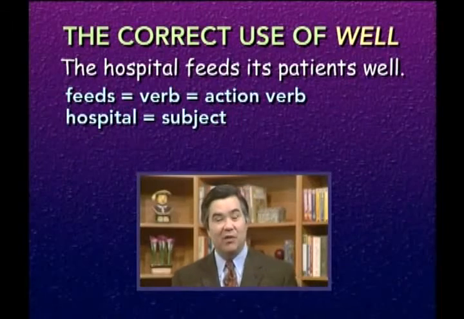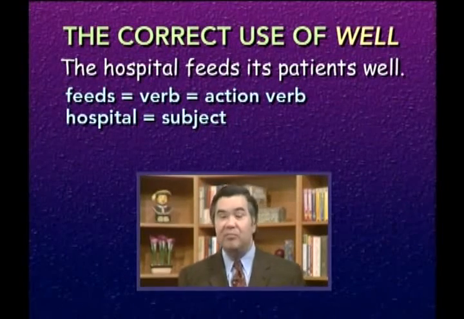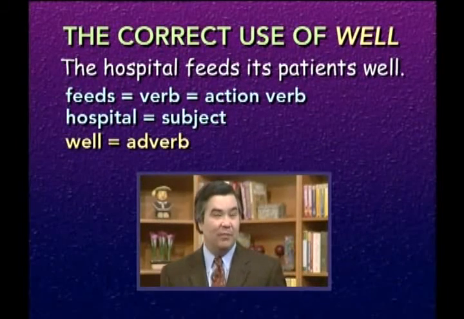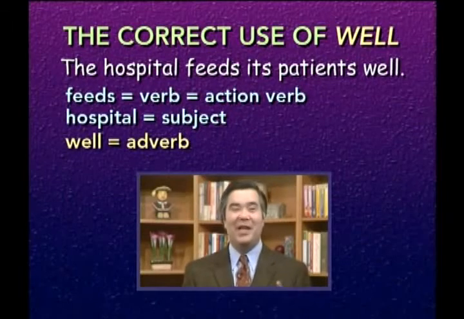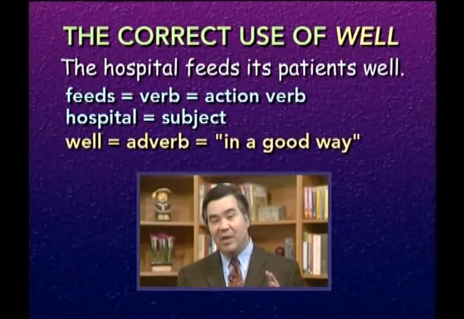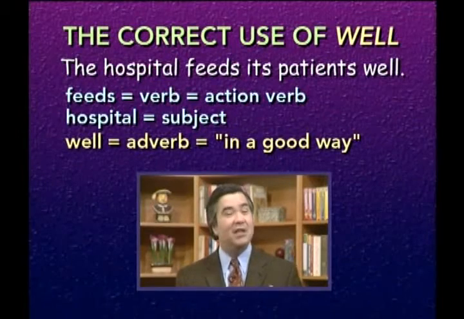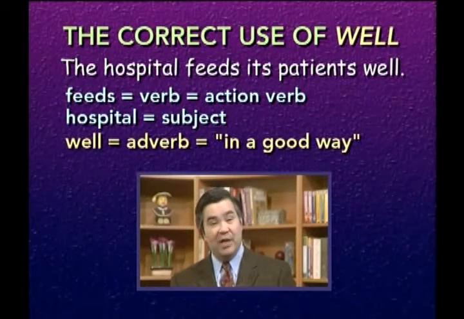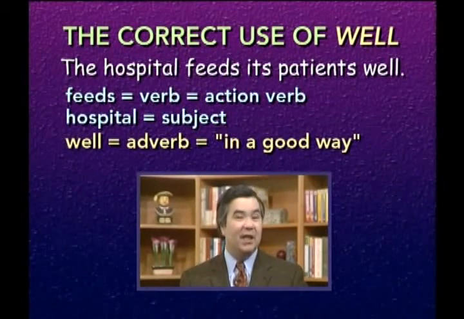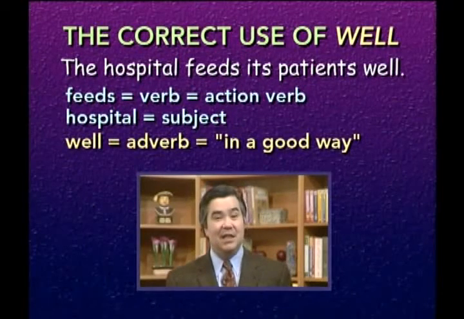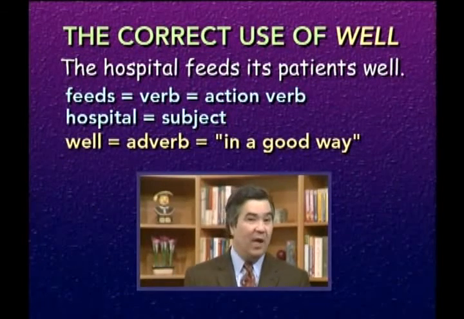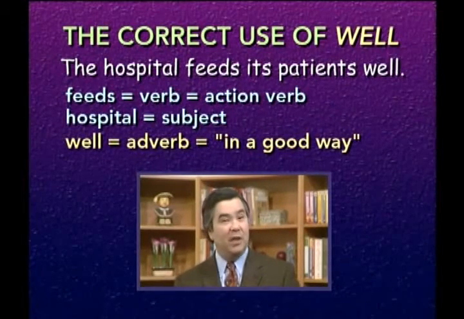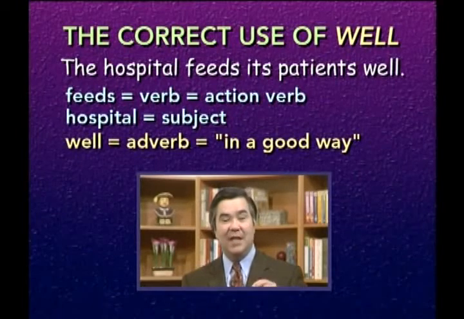And what follows an action verb should be an adjective or an adverb. Well, it should be an adverb. And in this case, the adverb well is being used correctly. Remember, the adverb well has nothing to do with health. It means in a good way. So what this sentence is saying is the hospital feeds its patients in a good way. And that's a perfectly correct and logical meaning. So the adverb well means in a good way, and it's being used correctly in this sentence. The hospital feeds its patients in a good way, meaning it gives them food that's tasty, healthful, and so forth. So well is being used to mean in a good way, and it's being used as an adverb.